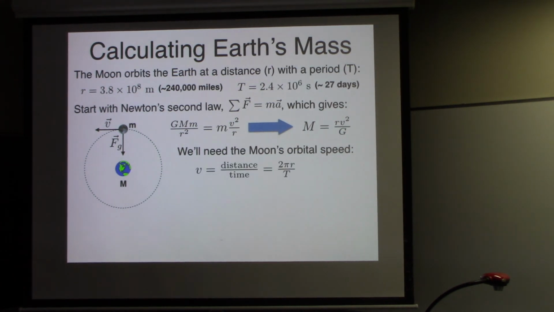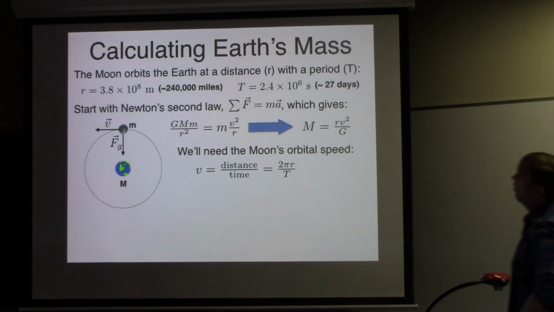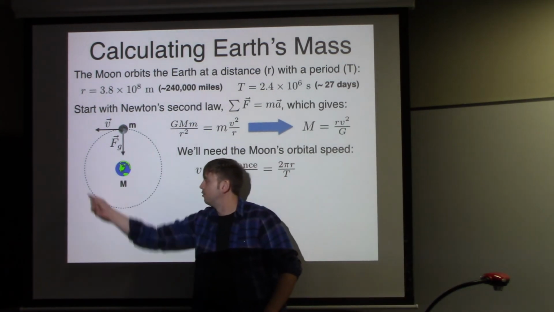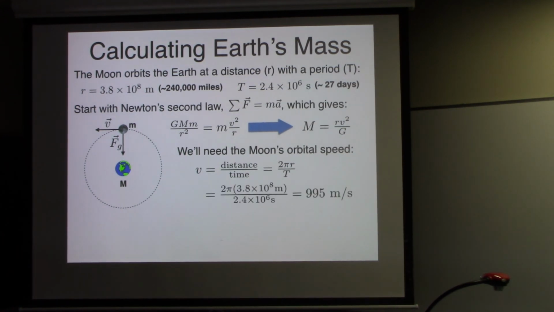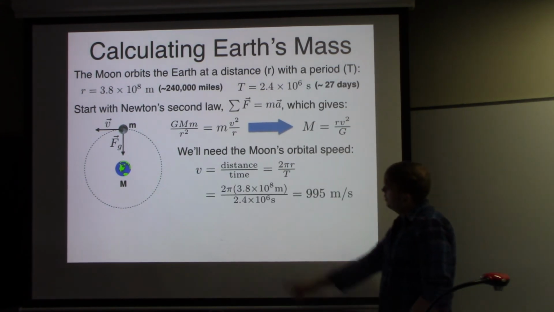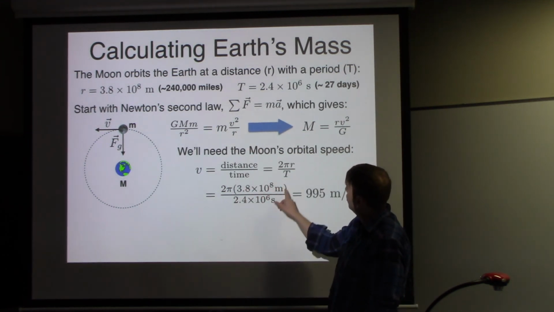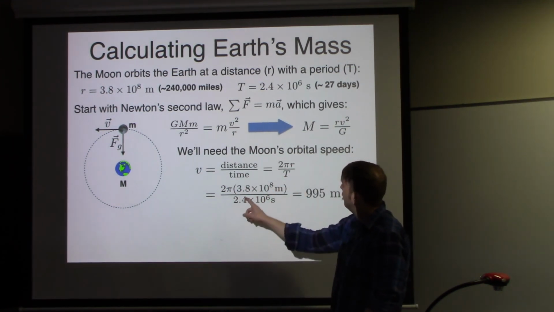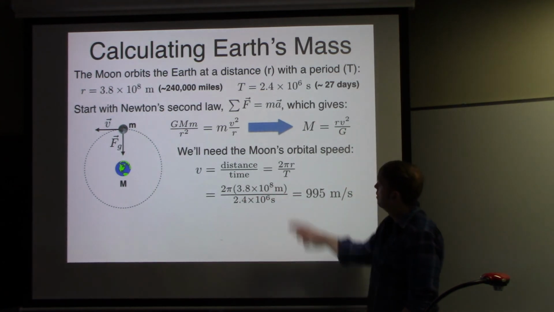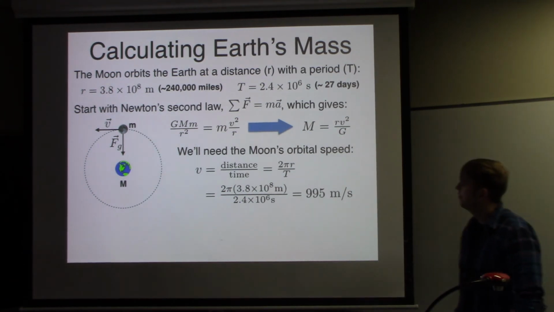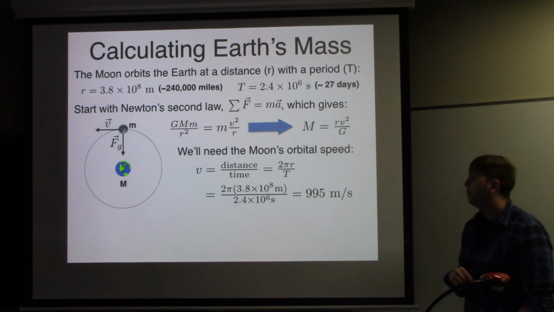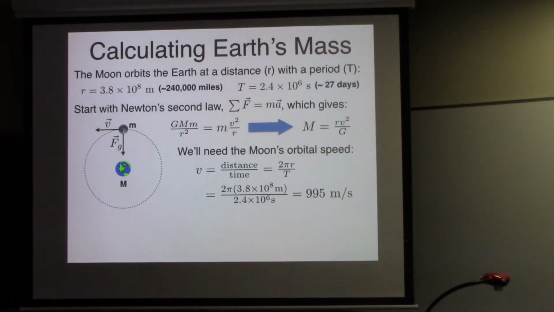Speed is distance over time, and as always, we can think of that speed as being 2πr, one whole circumference around the circle, divided by T, which is the period. We can plug the numbers in. The radius is 3.8 × 10^8 meters, so 2πr is 2π times 3.8 × 10^8 meters, divided by the period, 2.4 × 10^6 seconds. Do this calculation, and you'll get 995 meters per second, which is the orbital speed of the Moon. We actually saw that in the previous lecture, just going through it again.